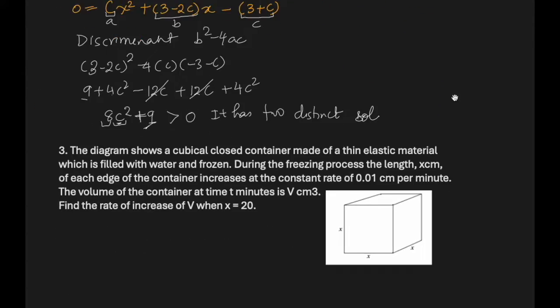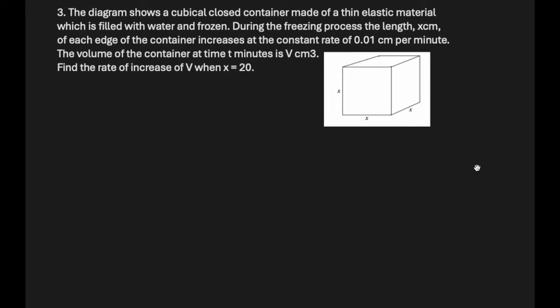Good. Let's go to question number 3. The diagram shows a cubical closed container made of thin elastic material which is filled with water and frozen. Though it is elastic, it is frozen. During the freezing process, the length x centimeter of each edge of the container increases at a constant rate of 0.01 centimeter per minute. The volume of the container at time t minutes is v centimeter cube. Find the rate of increase of volume when x is 20.